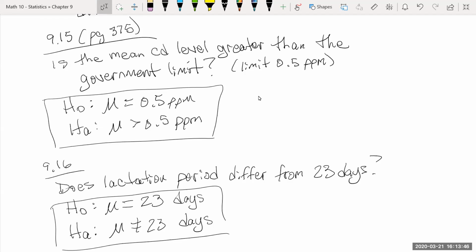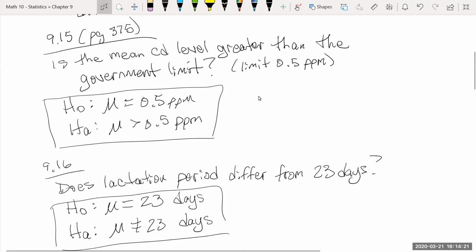M. Melger et al. measured the cadmium levels in a random sample of the edible mushroom and published the results in the paper, Influence of Some Factors in Toxicity and Accumulation of Cd from Edible Wild Macrofungi in Northwest Spain. A hypothesis test is to be performed to decide, now here's the question, whether the mean cadmium level in these mushrooms is greater than the government's recommended limit. So what I wrote down is the mean cadmium level greater than the government limit. And remember, the limit was 0.5 parts per million.